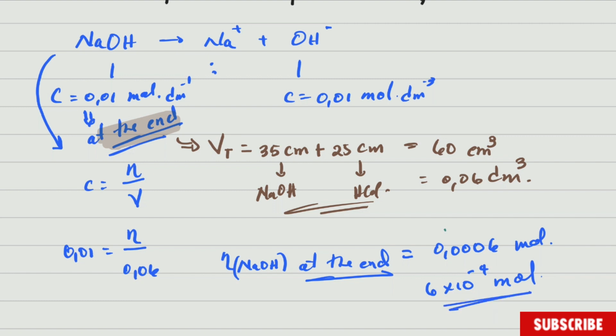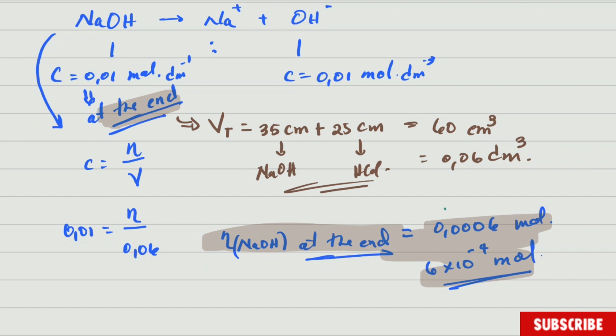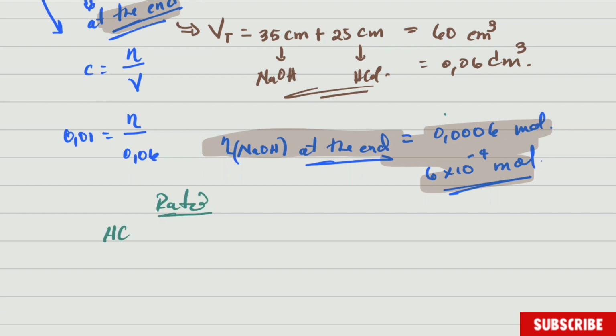So what is this? This is the number of mole of the sodium hydroxide at the end of the reaction. So be careful with that one. Number of mole of the sodium hydroxide at the end. We need to know what was the number of mole that reacted during the reaction. How much number of mole is gone during the reaction, was used. So reacting, we can say that the ratio of HCl to NaOH is 1:1.